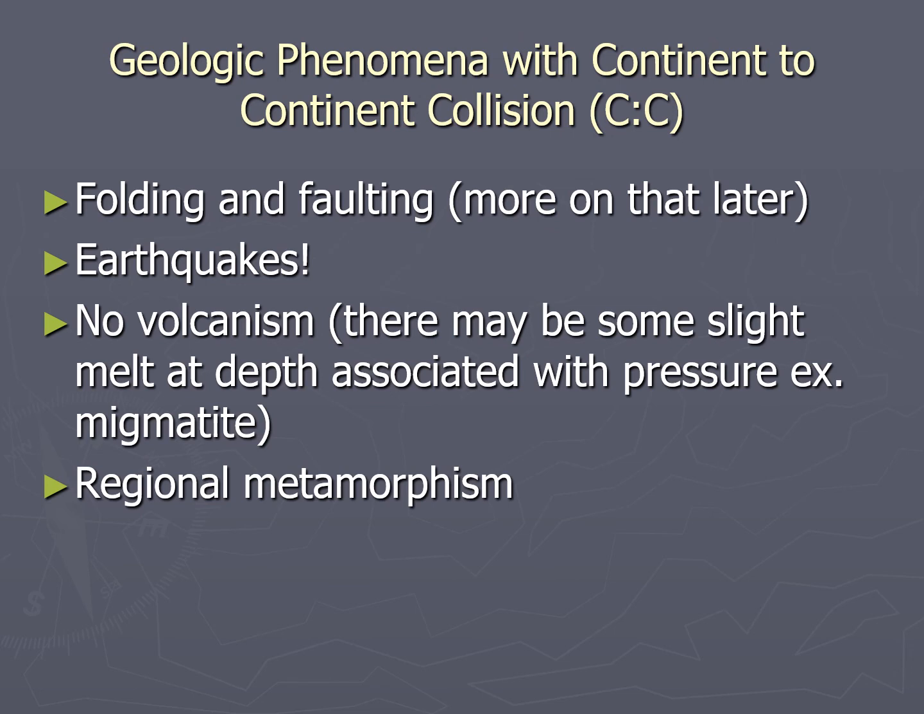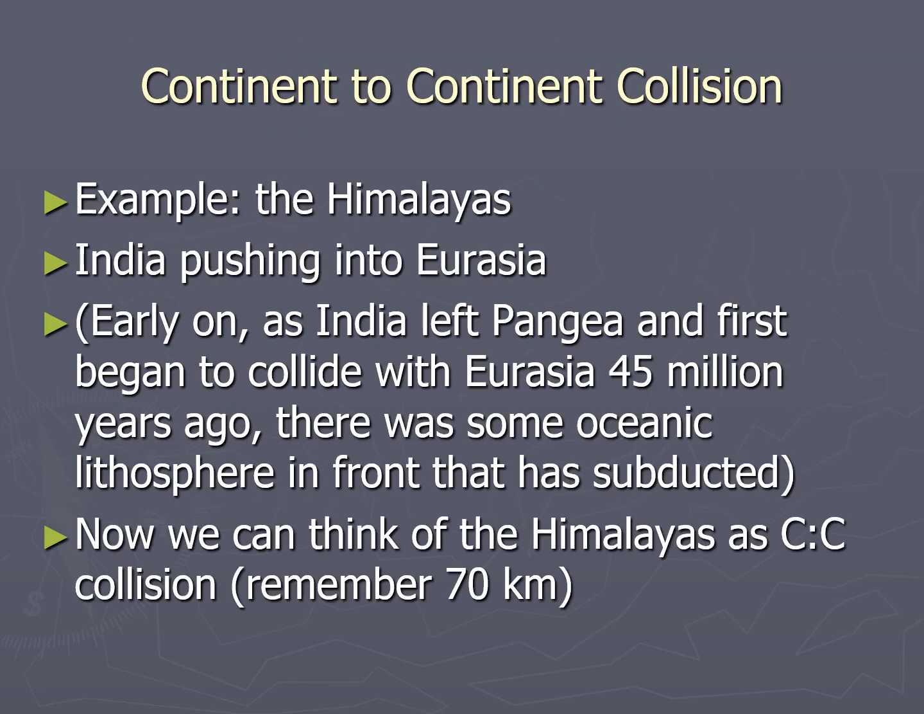So you're going to get folded mountains. You're going to form all kinds of faults, dangerous faults. You're going to get very large earthquakes. You're going to form mountains that are really tall and thick like the Himalayas. Now, you're generally not going to have any active volcanoes here, but you will have lots and lots of regional metamorphism. So our best example of continent-to-continent collision is the Himalayas, India pushing into Eurasia.